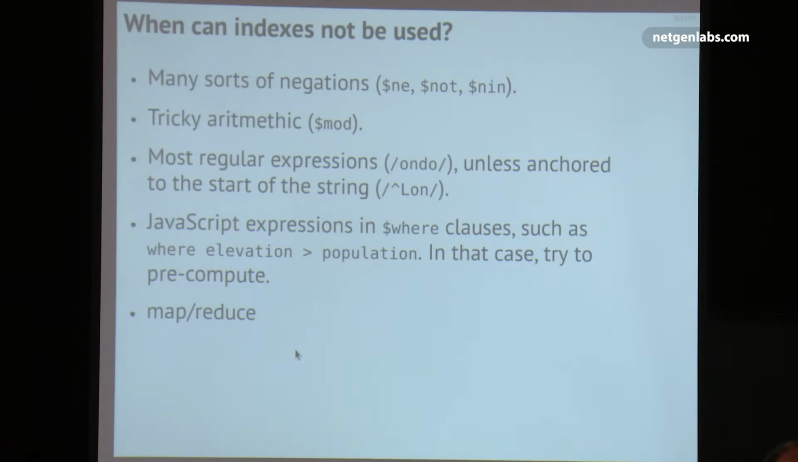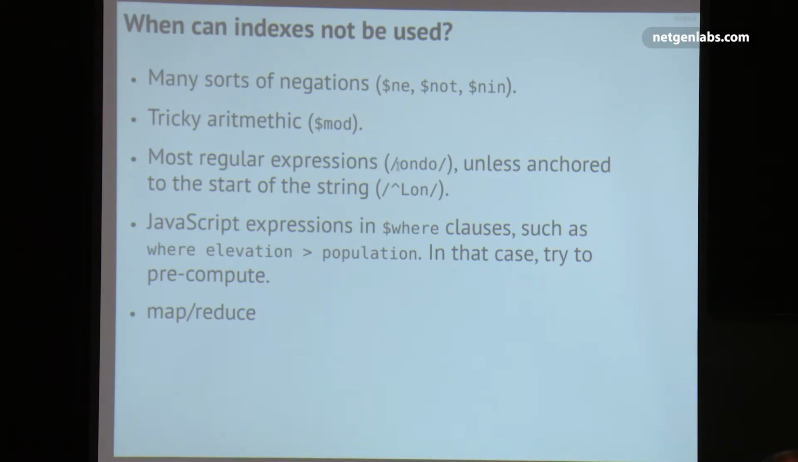Indexes are complicated. Indexes can also not be used in certain other cases, like when you do negations, like find me all the documents where this field is not this value. Or some arithmetic, like when you do modulo searches on fields. If you do a regular expression search, it cannot use the index for that either, unless you anchor that to the start of the string, because it's basically then a prefix string for your index, right?